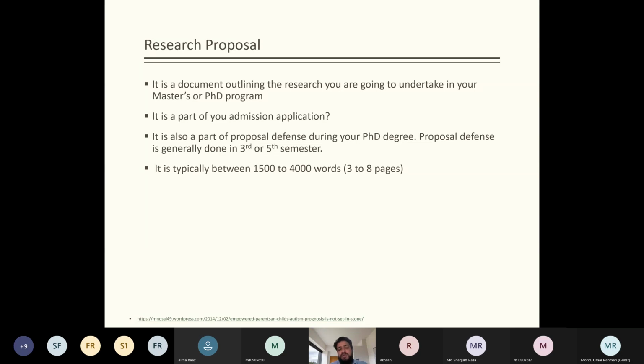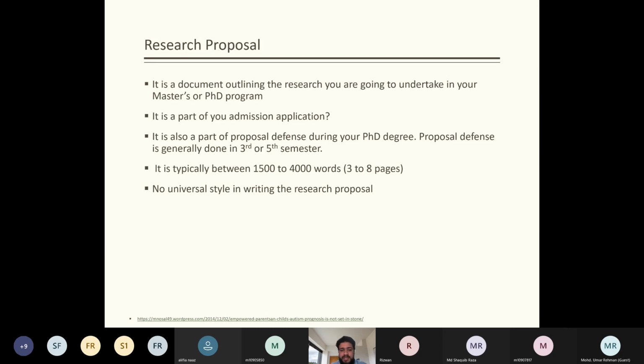It is typically between 1,500 to 4,000 words, which is 3 to 8 pages. This criteria is generally for the application research proposal, but it varies substantially across different programs and universities. The important point is there is no universal style in writing the research proposal. The requirement varies. Some universities will give you their own format, and you have to fill in those spaces in different sections. And some universities will just ask you to write a document with some particular sections.